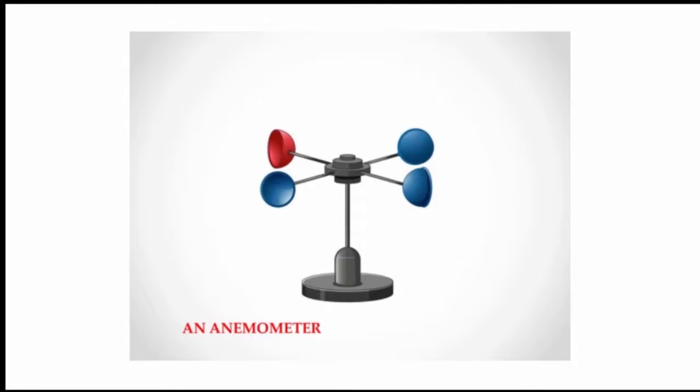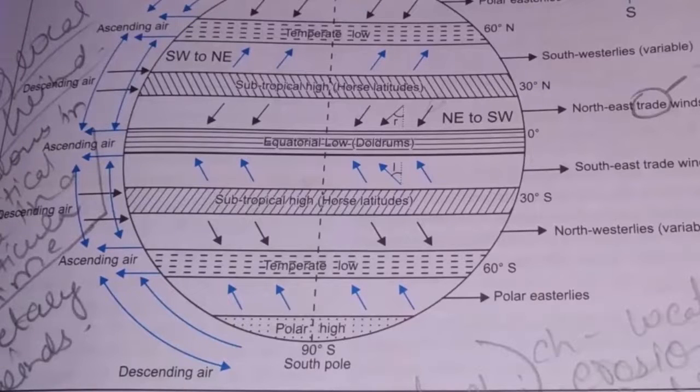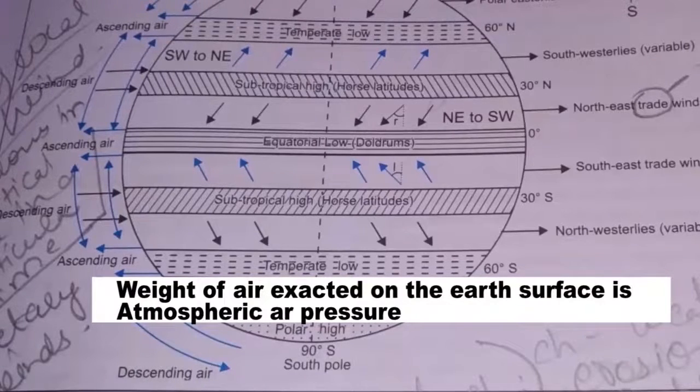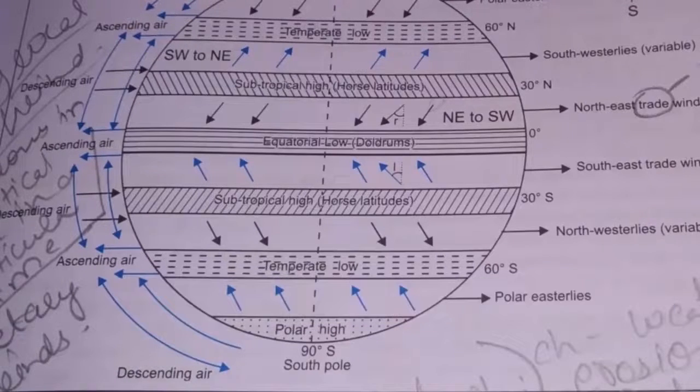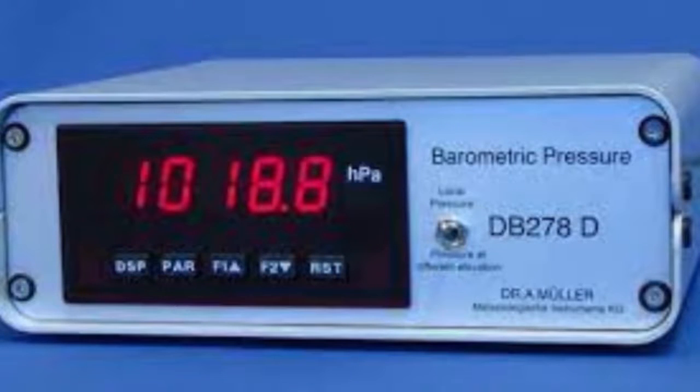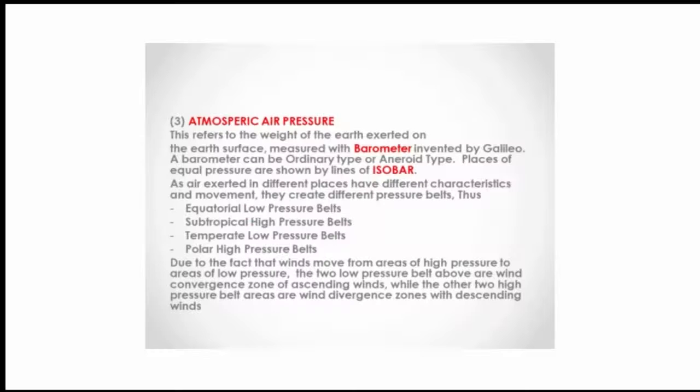The weight of air or wind exerted on the Earth's surface is another type of weather variable or weather element that is called air pressure. Air pressure is measured in millibars with a barometer, while lines joining places of equal air pressure are referred to as isobars. The average air pressure at sea level is 1013 millibars.